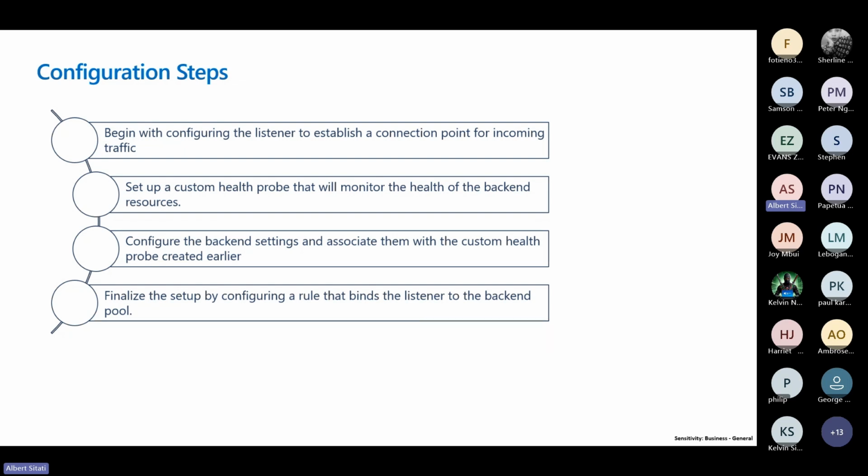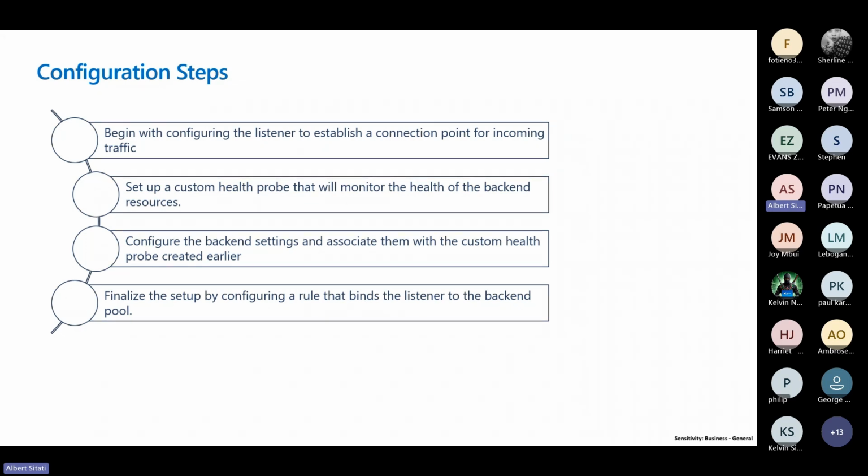Then after you have configured the listener, go and configure your health probe. The reason I'm saying configure the health probe before you configure your backend setting is that you will want your backend setting to use a custom health probe, because when you use a custom health probe, we have greater control over how we want to monitor our backend pool. So first configure your health probe. Your health probe will define what you want to check, the protocol, and also the port. After you configure your health probe, come and configure your backend setting, which will utilize the health probe that you configured earlier.